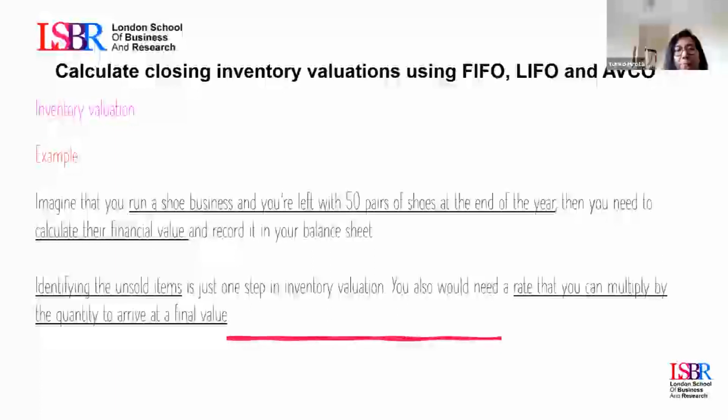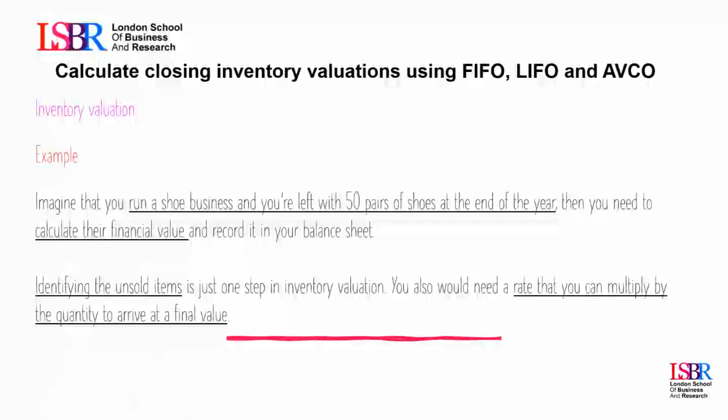One of these examples is, imagine that you have a shoe business and you have 50 pairs that you cannot sell. You couldn't sell these 50 pairs of shoes at the end of the year, but you need to calculate the financial value of the inventory. So the first thing that we need to do in order to choose the technique or the method is identify the unsold items, to know what would be the cost of the item, and then how much will be the valuation of the inventory.